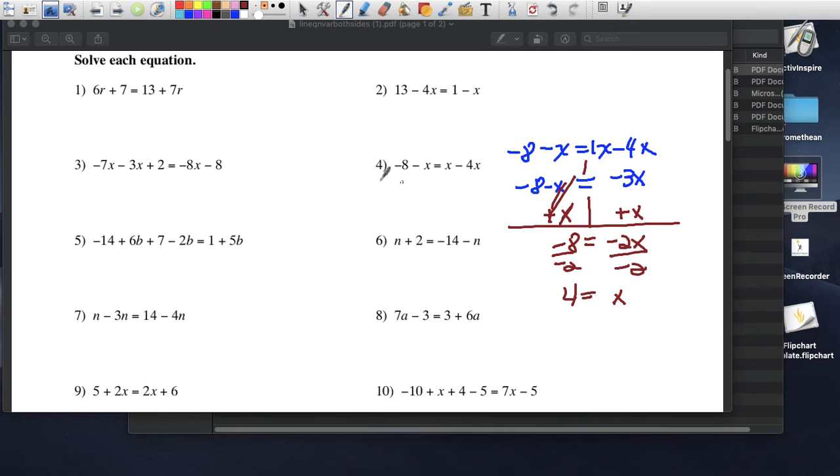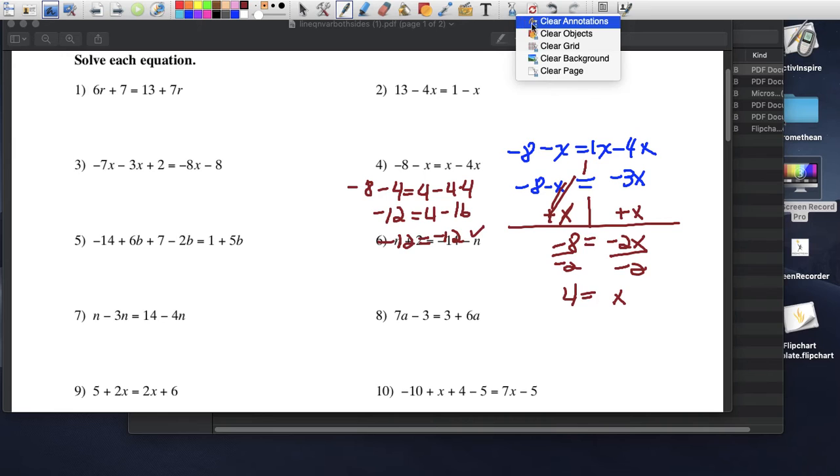Okay. For this one, I'll substitute because it looks easy. Negative 8 minus 4 equals 4 minus 4 times 4. Negative 8 and 4 is negative 12. This is 4 minus, what do you call, 4 times 4 is 16. And negative 12 equals 4 minus negative 16 is negative 12. So I know we're good.